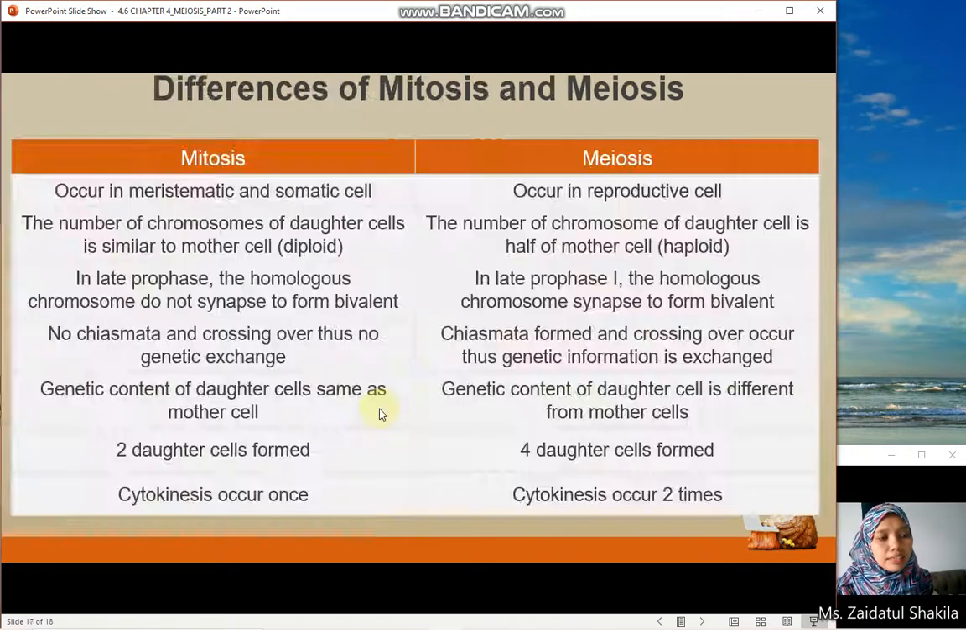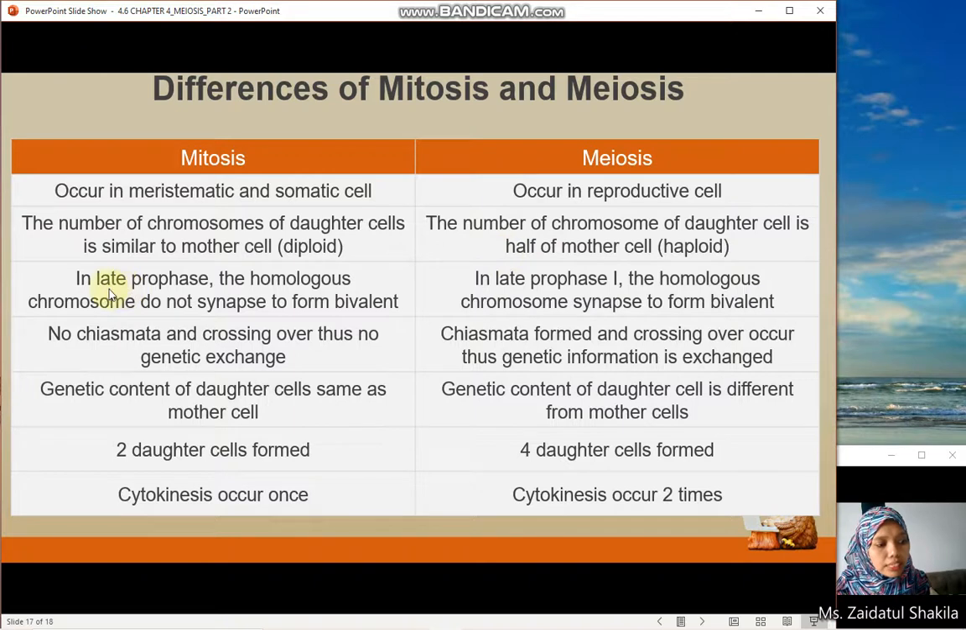And then there are some differences between mitosis and meiosis. For example, mitosis occurs in meristematic cells and somatic cells, while meiosis only occurs in reproductive cells, producing the gametes. The number of chromosomes of daughter cells is similar to the mother cell. We call it diploid in mitosis, while in meiosis, the number of chromosomes of daughter cells is half of the mother cell. We call it haploid, represented as N.